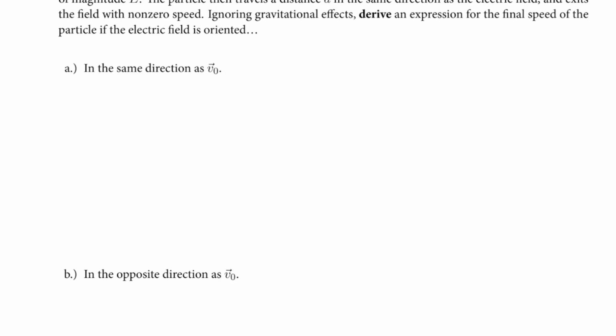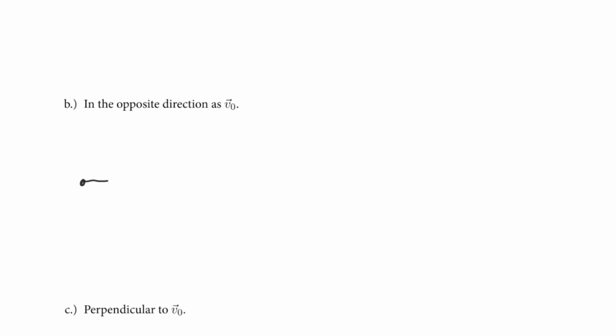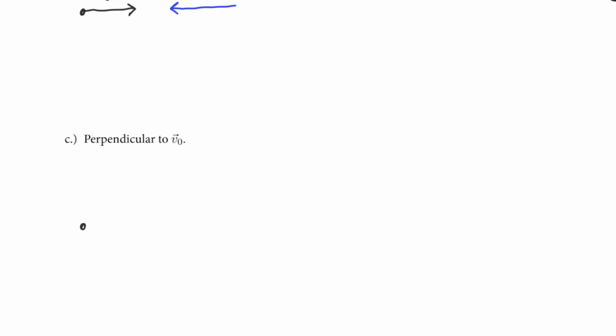So first we're going to look at what happens if I travel at a velocity V0 this way, and my electric field is this way. So my positive charge travels with the field. Then we're going to do the same problem, except my particle travels opposite the electric field, a distance d along the field still. And then we're going to look at what happens if I travel a distance d with an electric field that's perpendicular.